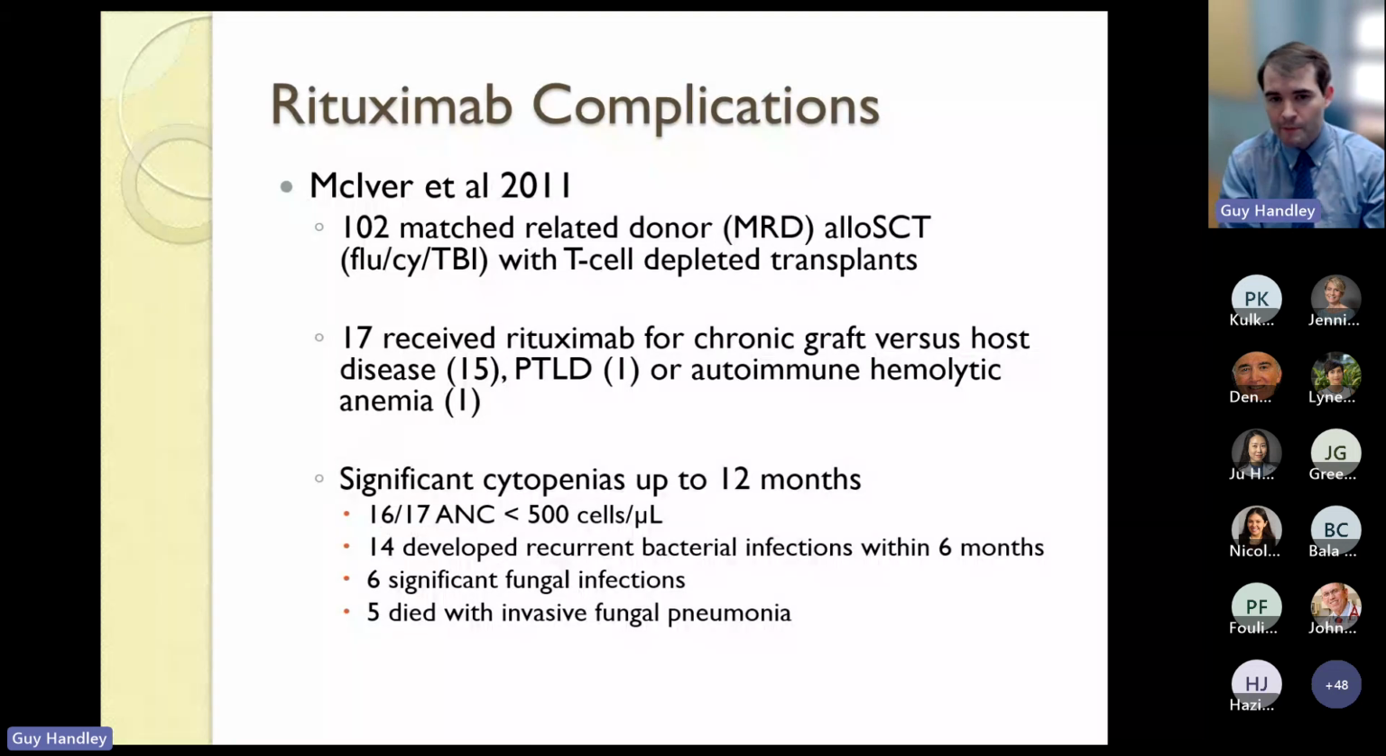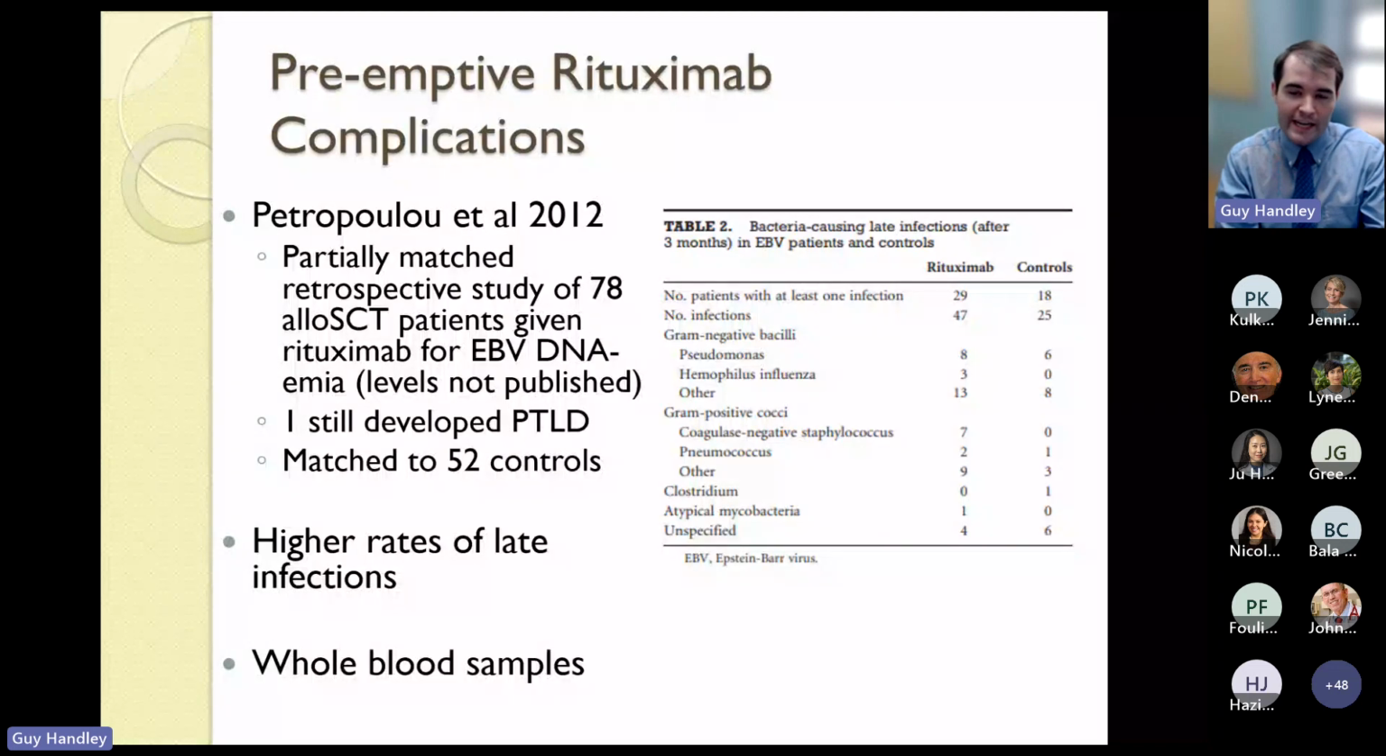In terms of preemptive therapy, so essentially waiting until you detect EBV DNA and then electing to give rituximab, which is what that question was getting at when we started. This was a study from 2012. They took partially matched allo transplants, and some of them were given rituximab for EBV DNAemia. They didn't publish the level, and there wasn't a supplement I could find, so I'm not sure if it was just any EBV DNAemia or a certain cutoff. One of them still developed PTLD, and then they matched it to 52 controls.